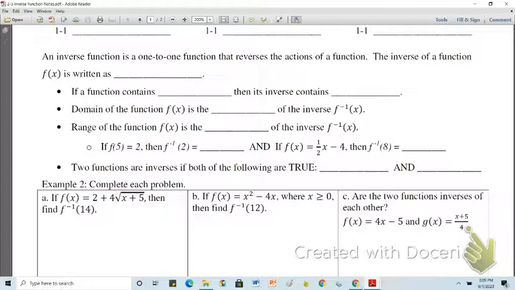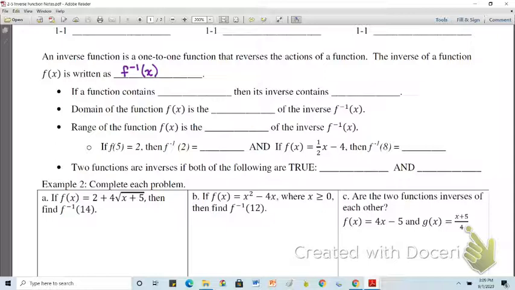The next thing I want to talk to you about is our function notation. An inverse function is a one-to-one function. That means it had to have passed the vertical and the horizontal line test. It reverses the action of a function. The inverse of a function f of x is written as f to the -1 of x. That is just how we write function notation. You should have remembered that from Math 1 and Math 2, hopefully.